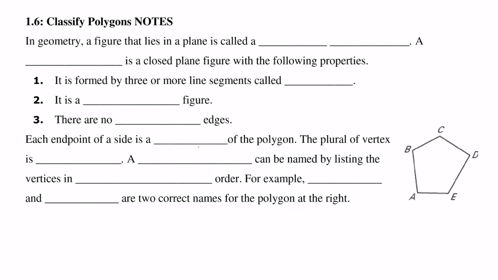In this video, we're going to talk about classifying polygons and different types of polygons based on their sides. So first off, in geometry, a figure that lies in a plane is called a plane figure. A polygon is a closed figure with the following properties. It is formed by 3 or more line segments called sides.